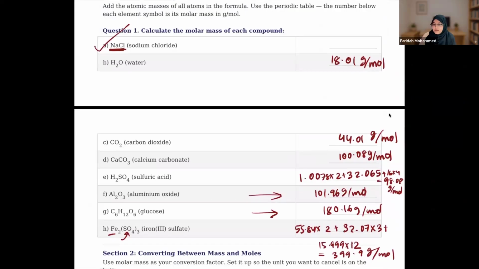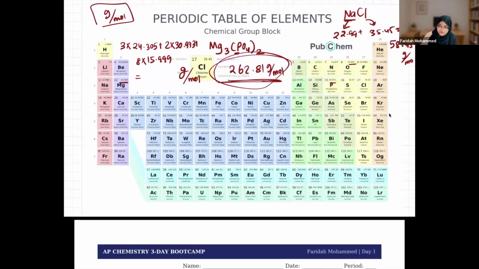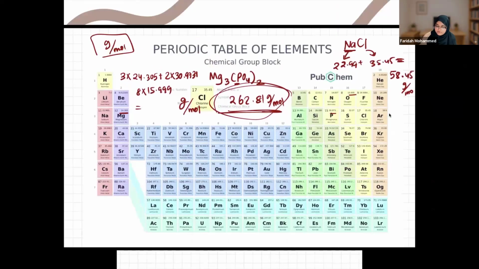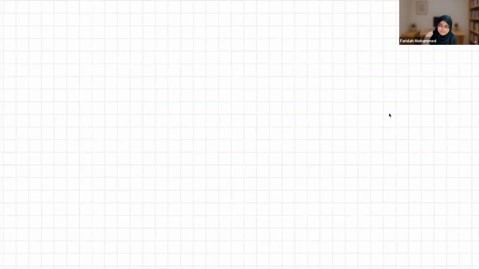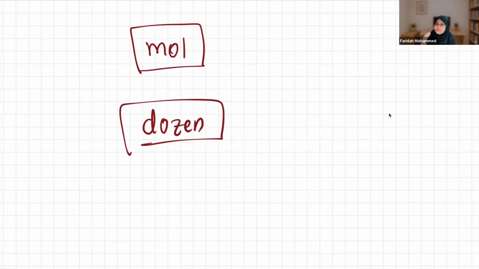So now that you know how to figure out the molar mass, we are going to learn about the mole. Okay, before we go into what is a mole, let's see what a dozen is. What does dozen mean? Diksha, what's a dozen? 12.